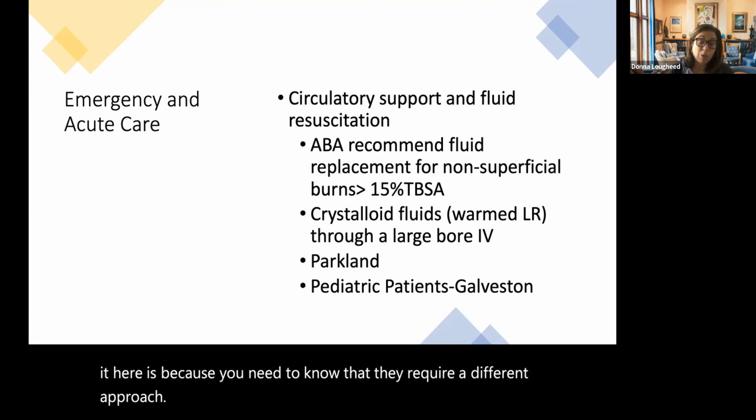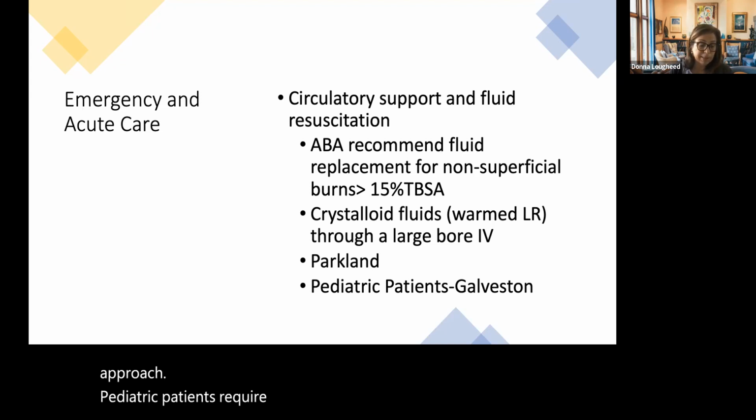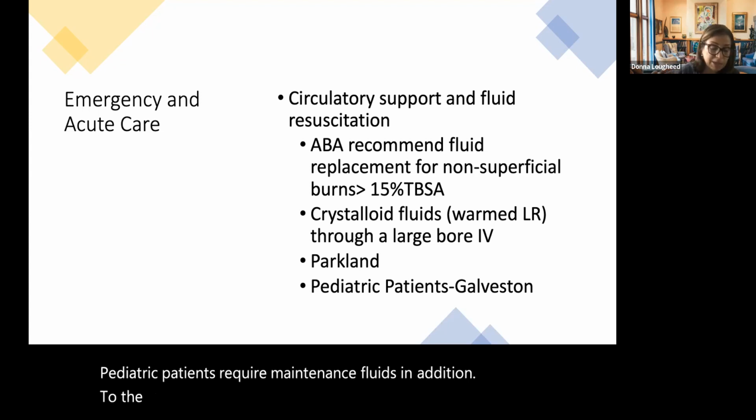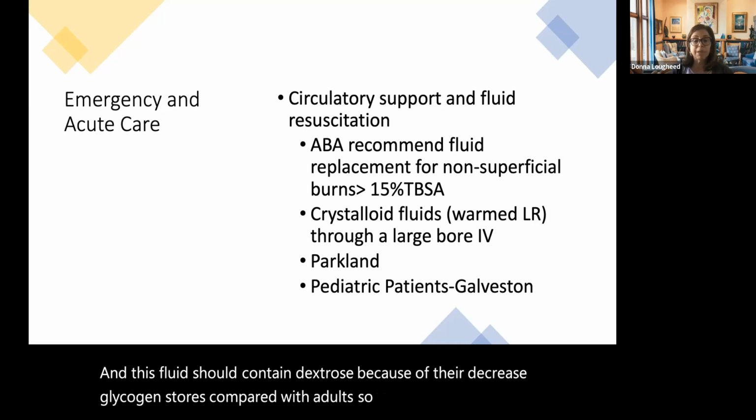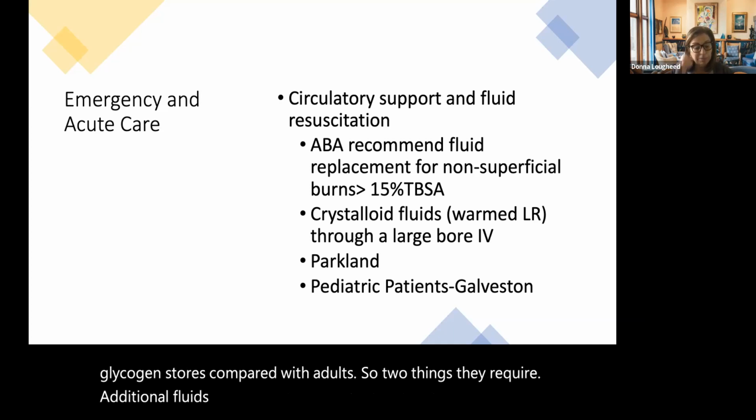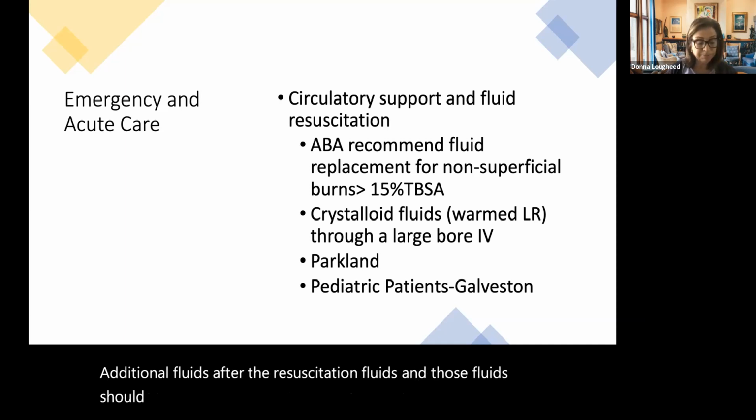Pediatric patients require maintenance fluids in addition to the calculated fluid resuscitation volume. And this fluid should contain dextrose because of their decreased glycogen stores compared with adults. So two things: they require additional fluids after the resuscitation fluids, and those fluids should contain dextrose.